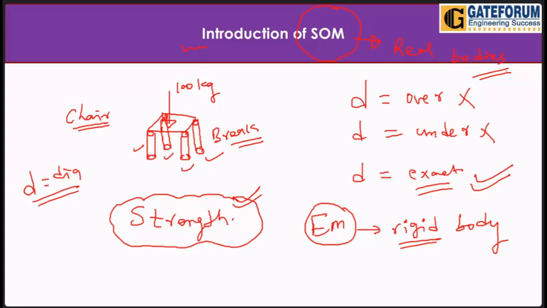So in the strength of material, we purely discuss real bodies, and in the subject engineering mechanics, we purely discuss rigid bodies only. So let's start. In this subject, we will discuss only real bodies or deformable bodies. Now we'll go for stress. But what do we mean by stress?